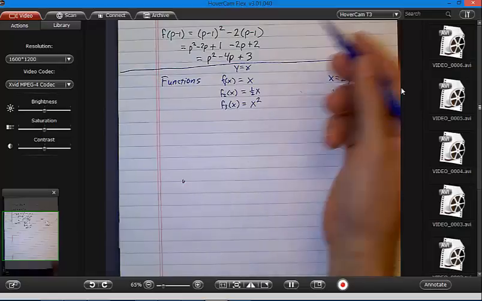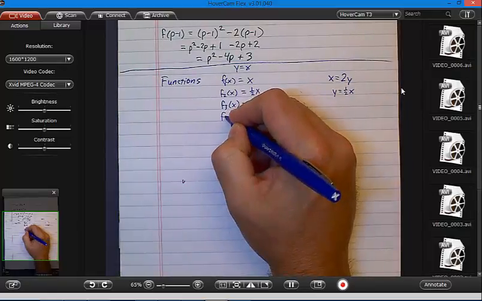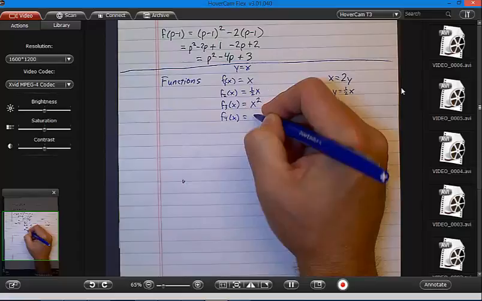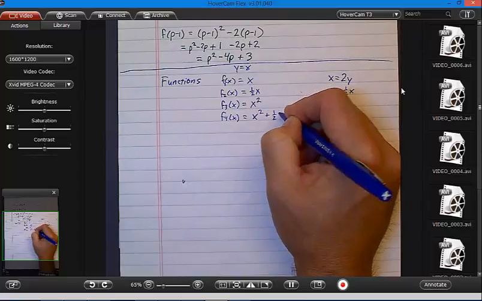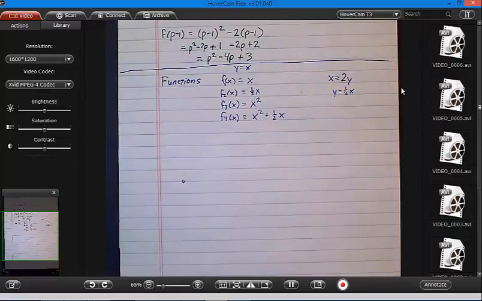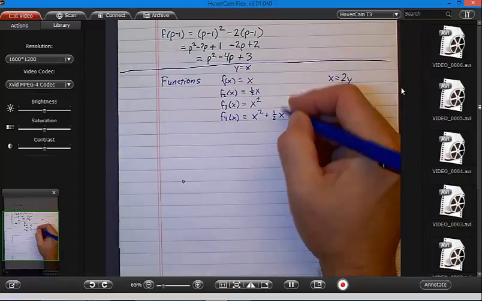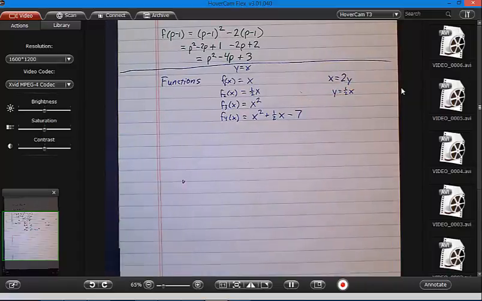I can also get a polynomial by adding polynomials together. So I'm going to make one up. f4 of x is x squared plus 1/2 x. That's a polynomial. Plus 7 or minus 7. You can add and subtract x to some power like this, and those are all called polynomials. Okay? So these are examples.